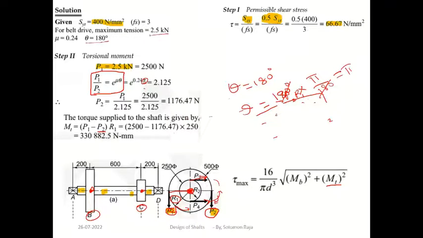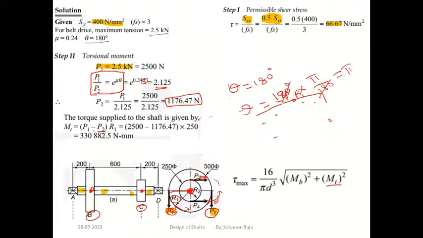Take your calculator, first solve 0.24 into pi, find the value, then put e power this value, 0.24 into pi, and you will get 2.125. We have to find the P2 value, so bring P2 here and bring the 2.125 down. So we get 2500 divided by 2.125. The final answer is 1176 Newton. So now we got the P2 value.